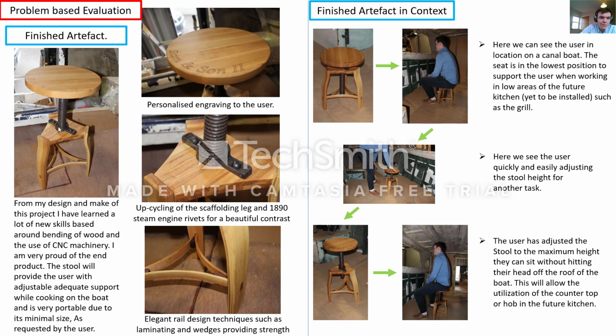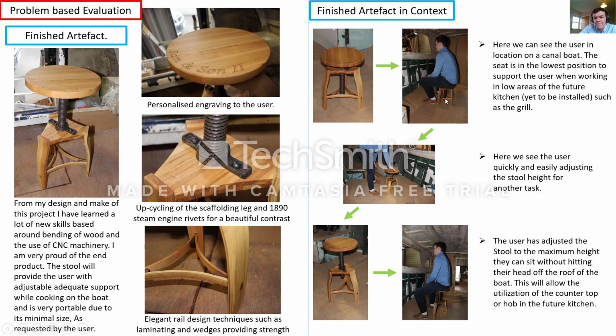So here's my problem-based evaluation. So this is back to the problem statement and how it actually interacts with the project and how the design has solved all the issues that had been put in front of us. So if you just read through it here, this tells you what I learned about different processes and design through to the completion of the project, with a couple of nice pictures of the finished artifact. And then over here, the finished artifact in context.